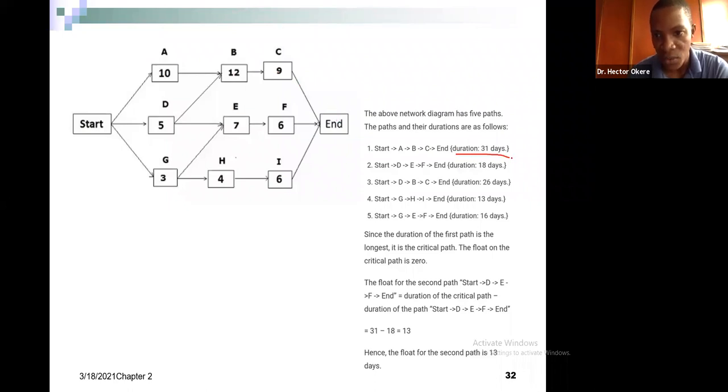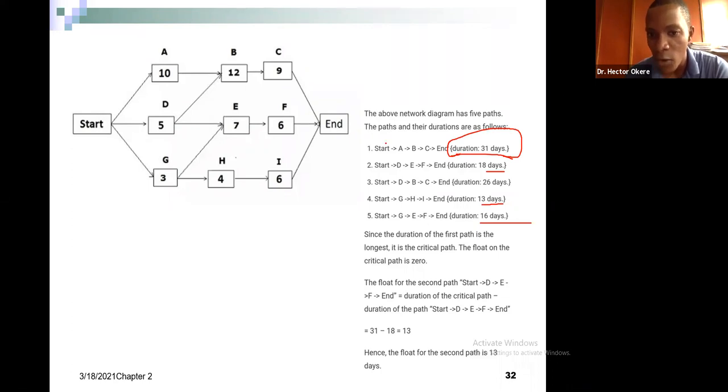31. So you have 31 days. Way 2 has 18 days. D plus E plus F is 18 days. Way 3, D plus B plus C is 26 days. So way 4 is G plus H plus I, 13 days. You see, 16 days. So which is the longest days or the longest path? It is way 1, which is A plus B plus C. So this is your critical path. No slack time. You cannot waste time when going through way 1, okay?